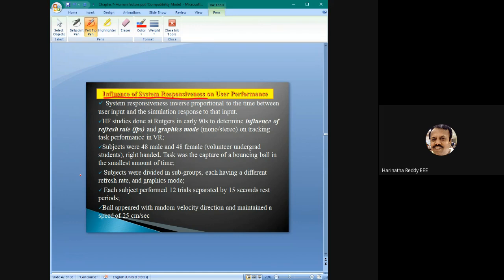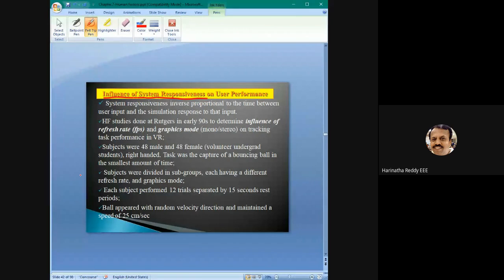These subjects, the 48 male and female group, were divided into different subgroups, and each group had a different refresh rate and graphics mode. That is, we gave each group a different refresh rate, and also graphics mode. Like that, each subject performed 12 trials. That is, each subject was tested 12 times, separated by a 15 second rest period. The gap between sessions was 15 seconds.